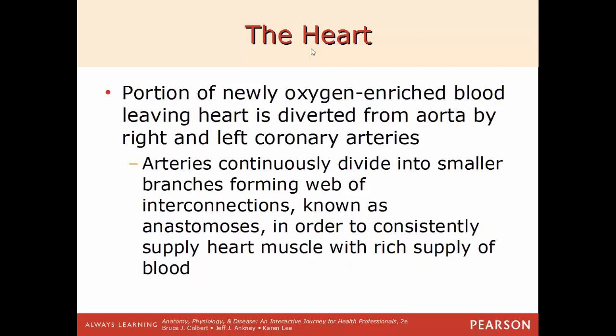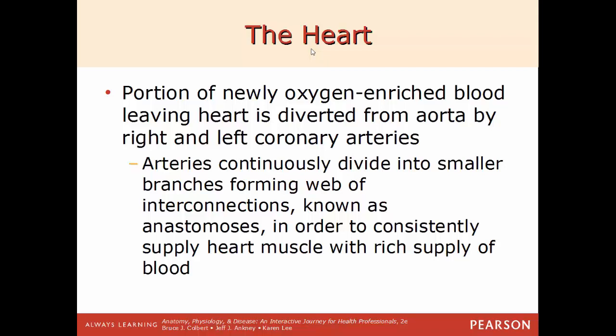There will be a portion of the newly oxygenated blood that leaves the heart that gets diverted from the aorta into the right and left coronary arteries. So it's important to remember that the heart is a muscle, and muscle needs blood. So the heart needs to get some source of blood for its own cells, for its own tissue, in order for it to work and function properly. So that's what the coronary arteries do. They supply the heart muscle with blood itself directly.